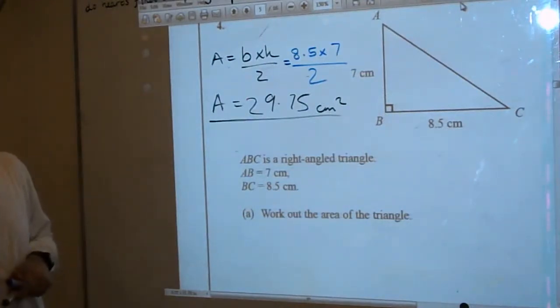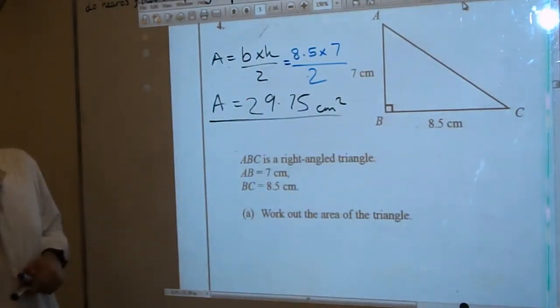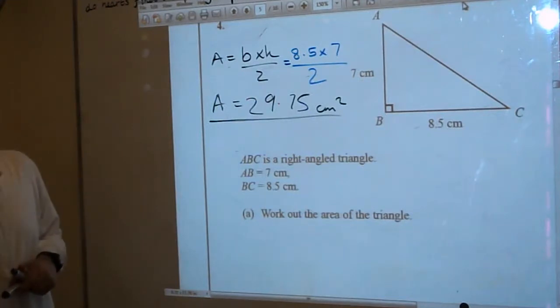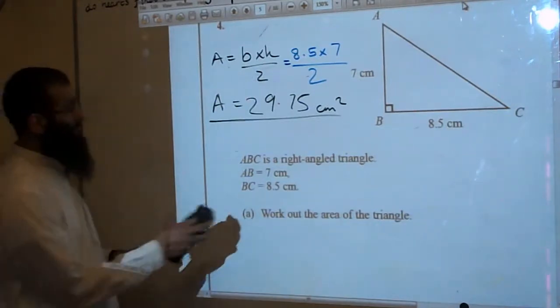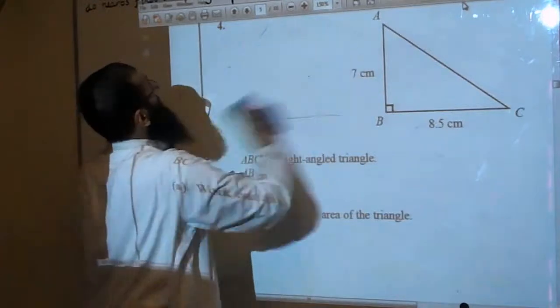Yeah. Alright, next part of the question. I'm not going to move the board up, we'll lose the triangle. We'll work out the length of AC and give the answer to 2 decimal places. AC now. That's not AC Milan, that's something else. Alright, let's have a look.